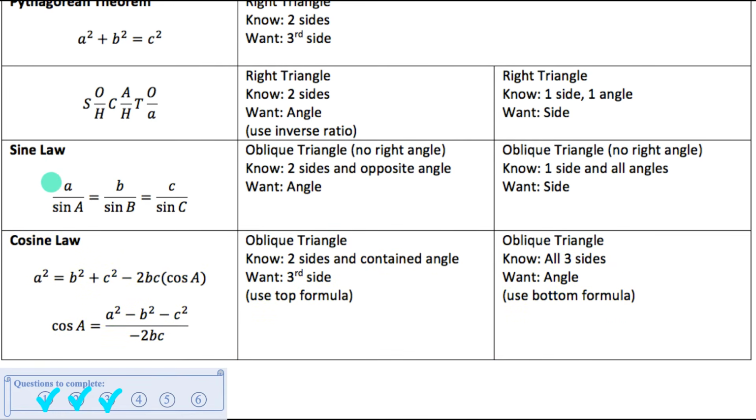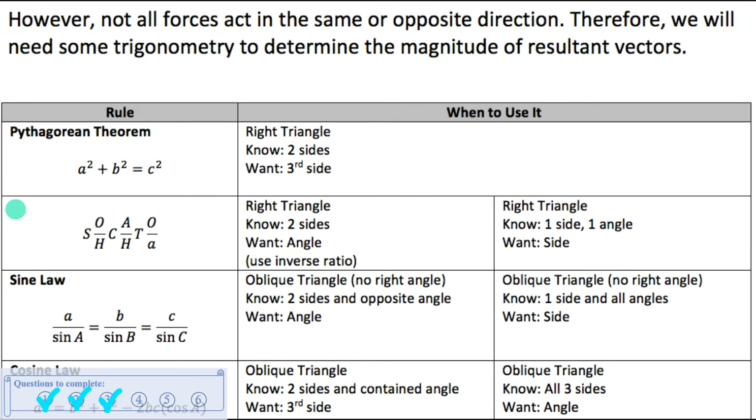Now, typically we use sine law and cosine law when we have non-right angle triangles called oblique triangles, but those rules do also work for right angle triangles. However, Pythagorean theorem and SOHCAHTOA only work for right angle triangles. If you have an oblique triangle, you can't use Pythagorean theorem or SOHCAHTOA.